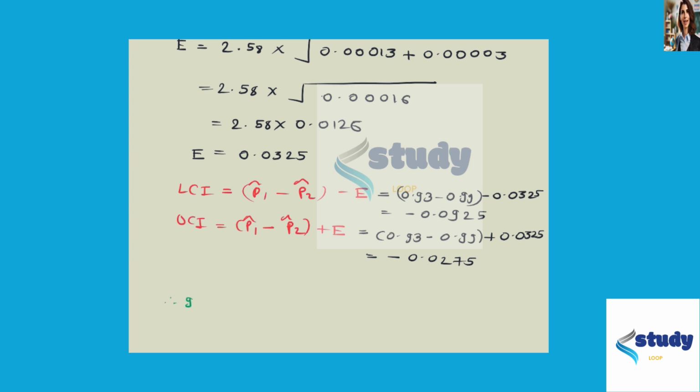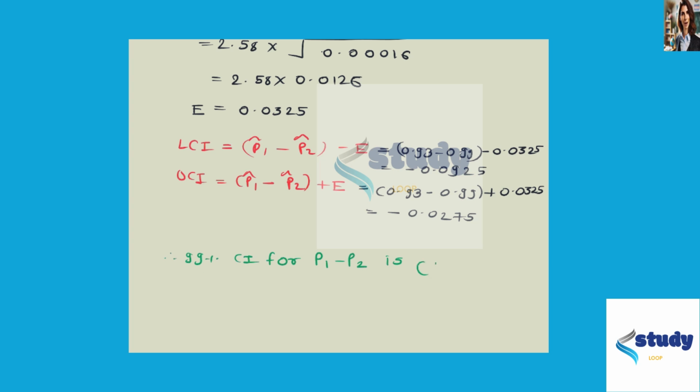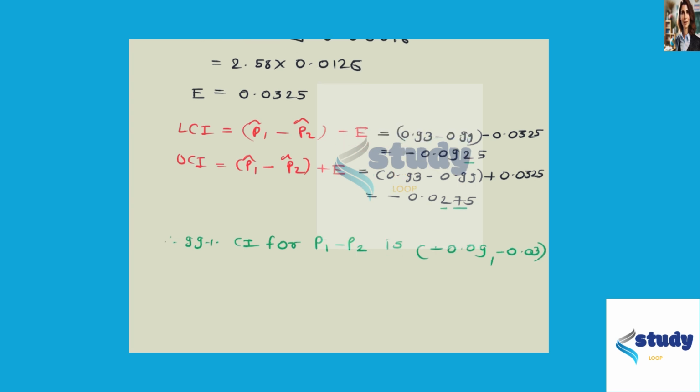Therefore, the 99% confidence interval for the difference of the population proportions P1 minus P2 is minus 0.09. Here the digit 2 is less than 5, so we write it to 2 decimal places. The 7 is greater than 5, so add 1 here, minus 0.03. This is the final confidence interval.